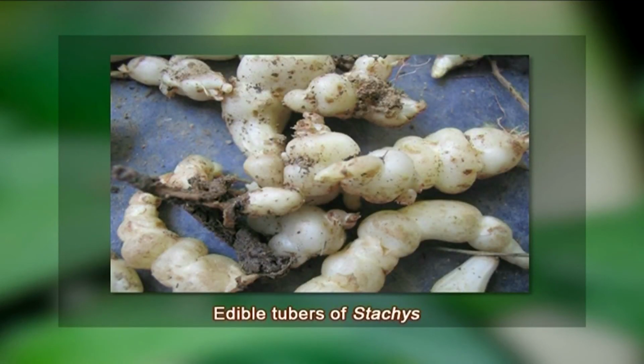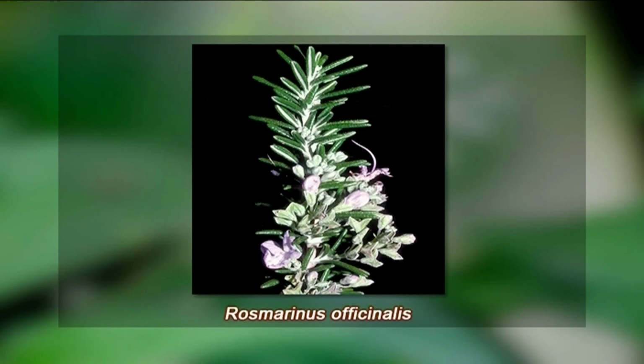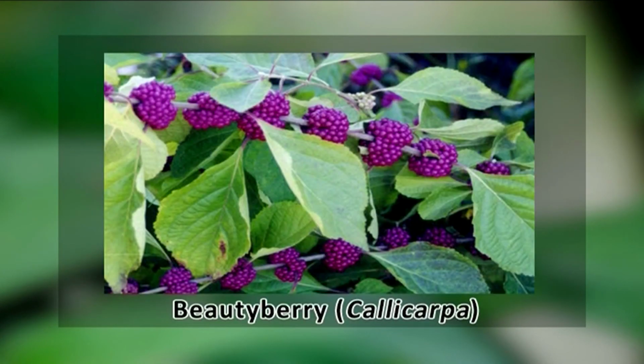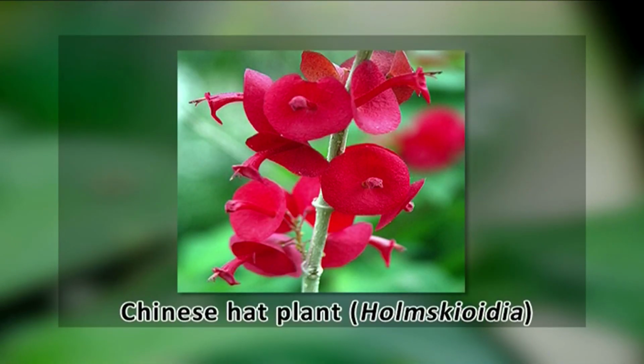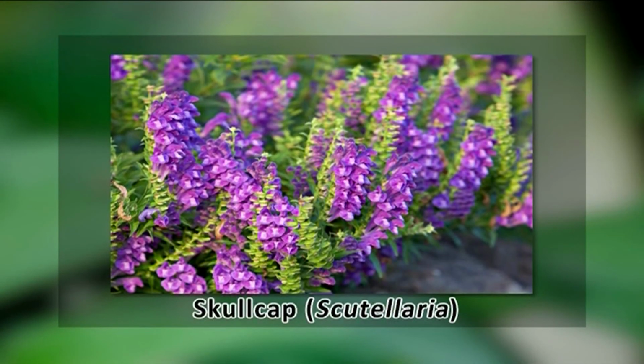The tubers of many species of Lamiaceae, such as Stachys, are edible and are used as food plants. Popular fragrant plants like lavender, scientific name Lavandula angustifolia, or rosemary, Rosmarinus officinalis, belong to the family Lamiaceae. Several members of the family are cultivated as common ornamentals. Ornamental plants in Lamiaceae are sage, Salvia, beauty berry, Callicarpa, Chinese hat plant, Holmskioldia, lion's ear, Leonotis, bee balm, Monarda, mountain mint, Pycnanthemum, skullcap, Scutellaria, or the monk's pepper, Vitex. These are some of the notable ornamental plants in the family Lamiaceae.